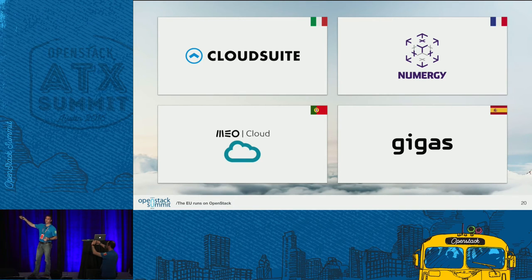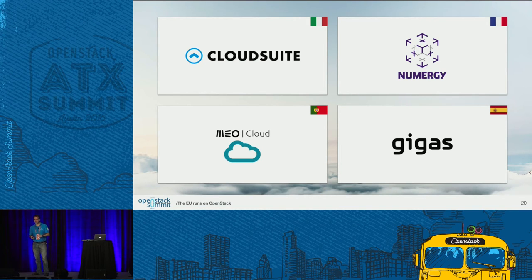We were Enter Cloud Suite, which is us for Italy. Numergy, everybody knows Numergy, is one of the biggest players of OpenStack in Europe, in France, now acquired by SFR. Mio, formerly Portugal Telecom, and Gigas, pure KVM-based, the homebrewed solution for Spain and Latin America. They're growing at a very fast pace.